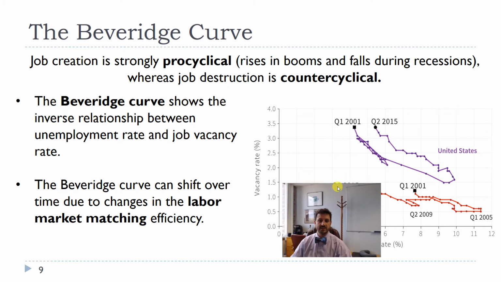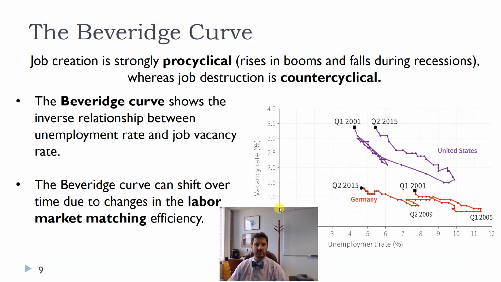So one of the things that we're going to discuss here is something called the Beveridge curve. And the Beveridge curve graphs the unemployment rate on the horizontal axis and the vacancy rate on the vertical axis. The vacancy rate being how many jobs are open, how many jobs employers tell us that they are hiring for. And so the Beveridge curve shows this relationship, and it's generally a downward sloping relationship.